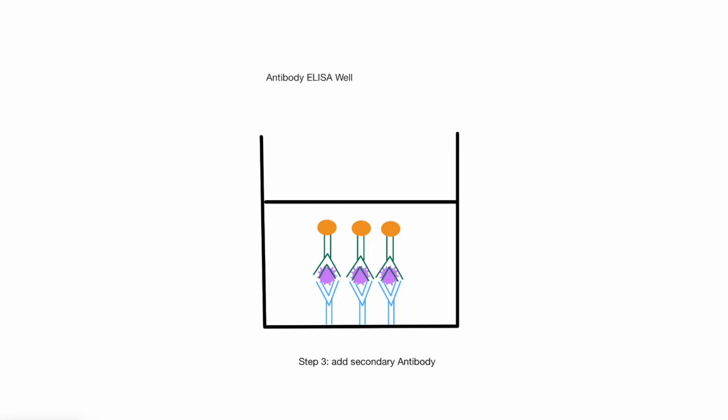Step 3 is adding the enzyme-linked secondary antibody. For human samples, this is often a goat anti-human antibody attached to the same type of enzyme that was used before. It binds to any human antibodies that are attached to the spike protein. Another wash step here removes the excess.